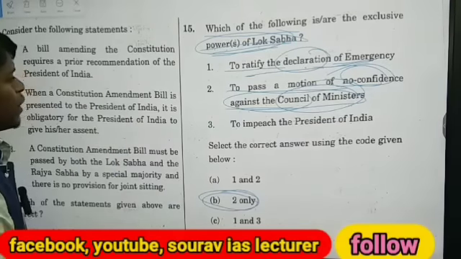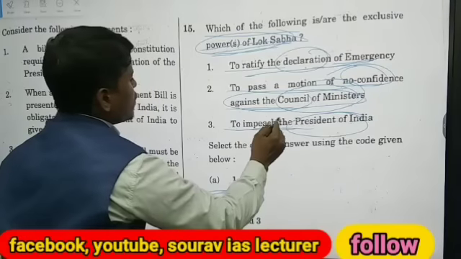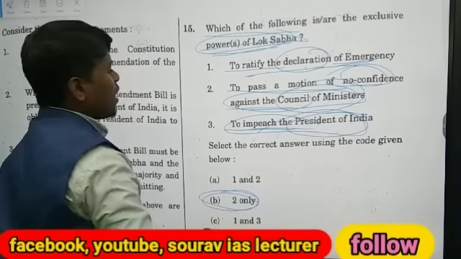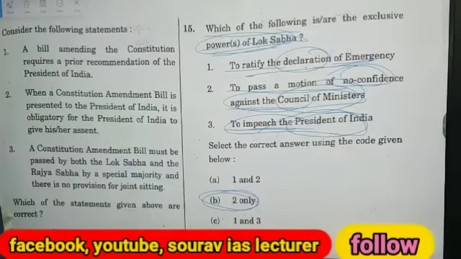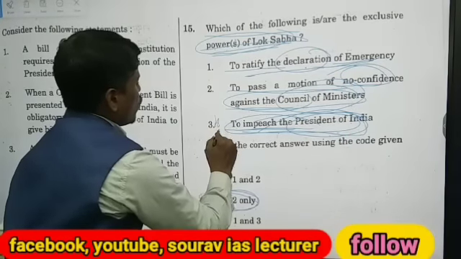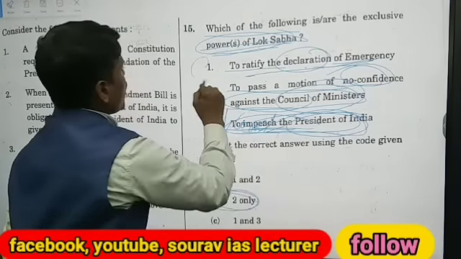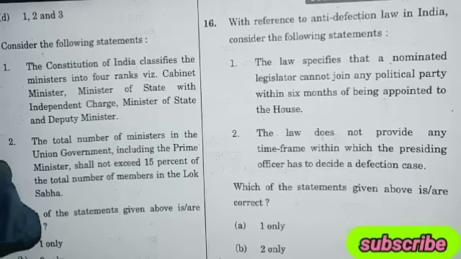To impeach the President of India, a two-thirds majority is needed. That is not the answer. Not correct. Correct answer B.